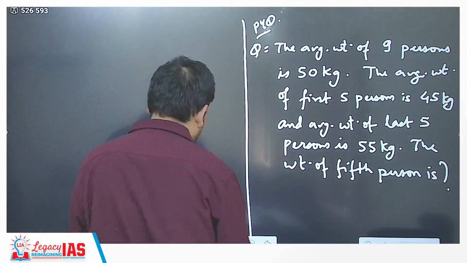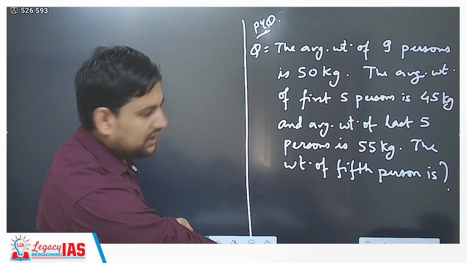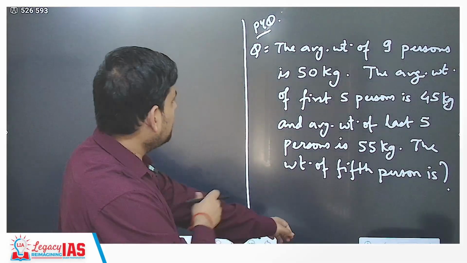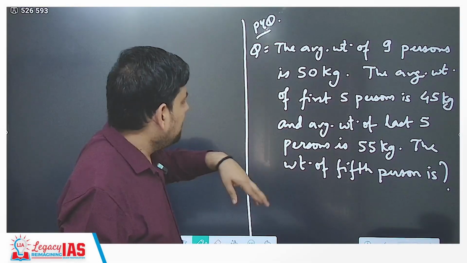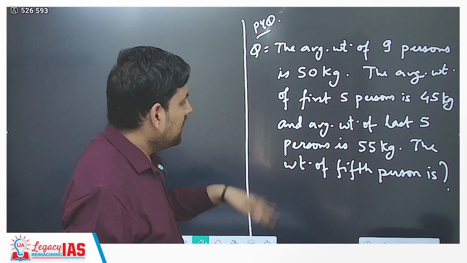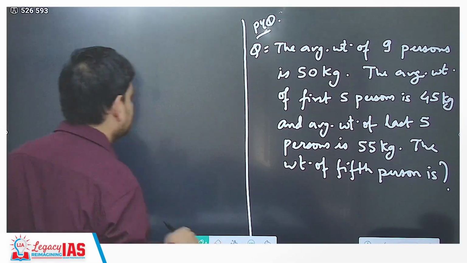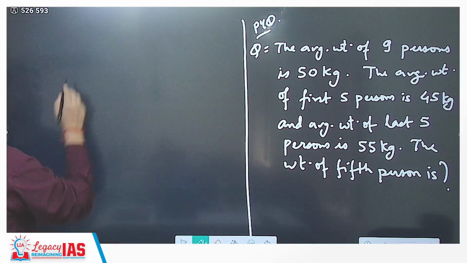Now, what it says: the average weight of 9 persons is 50 kg. The average weight of the first 5 is 45 kg. The average weight of the last 5 is 55 kg. The weight of the fifth person is? Now, this was a previous year question. So there are 9 people.